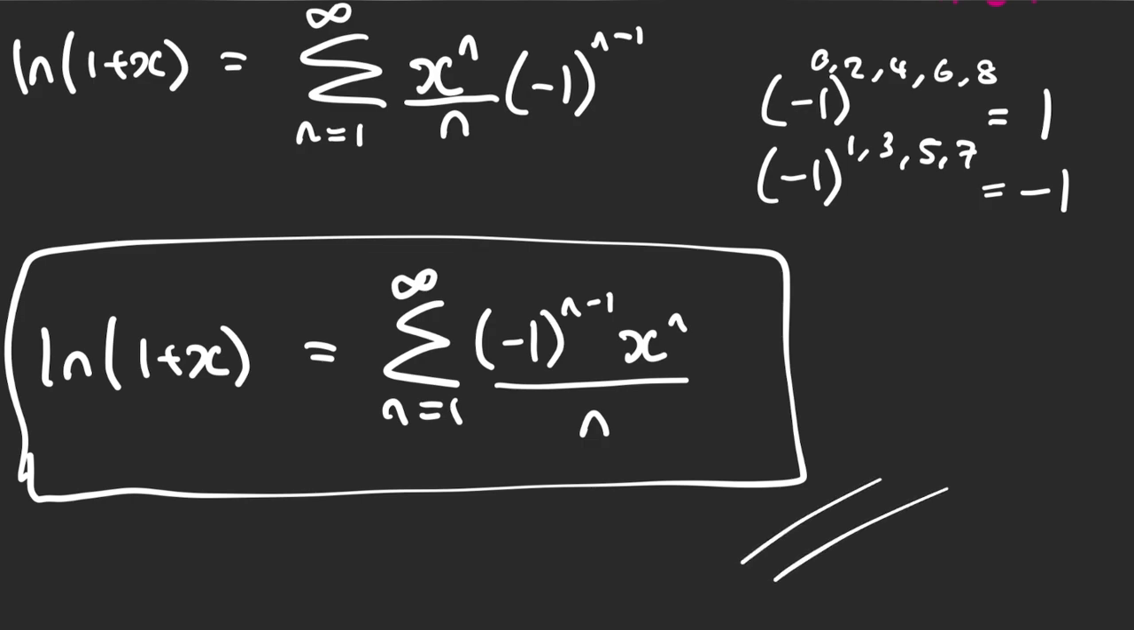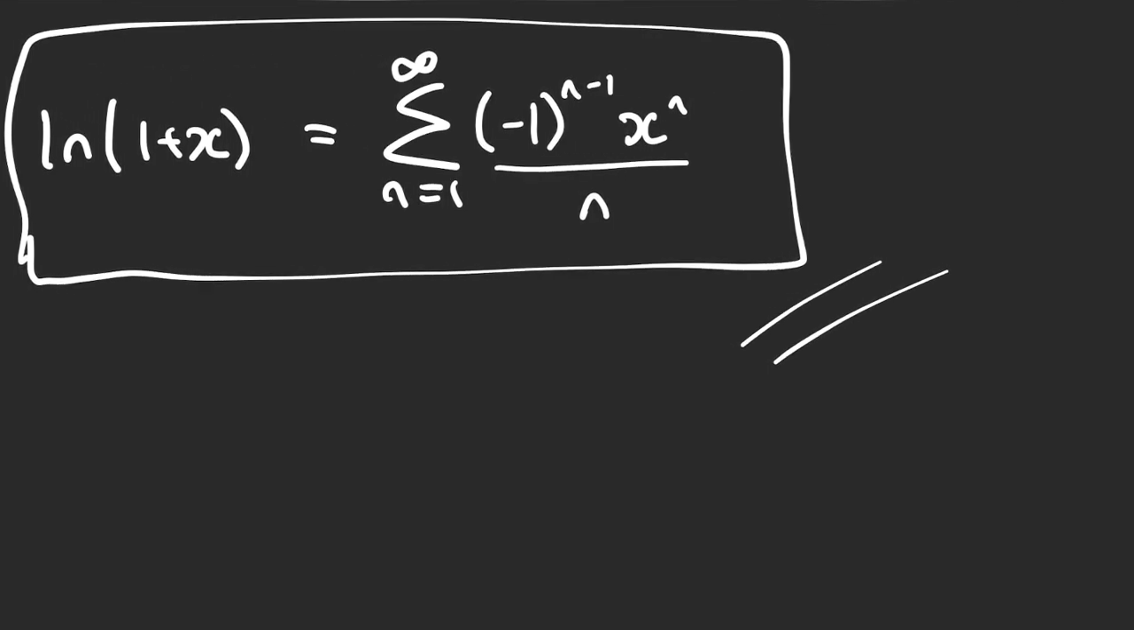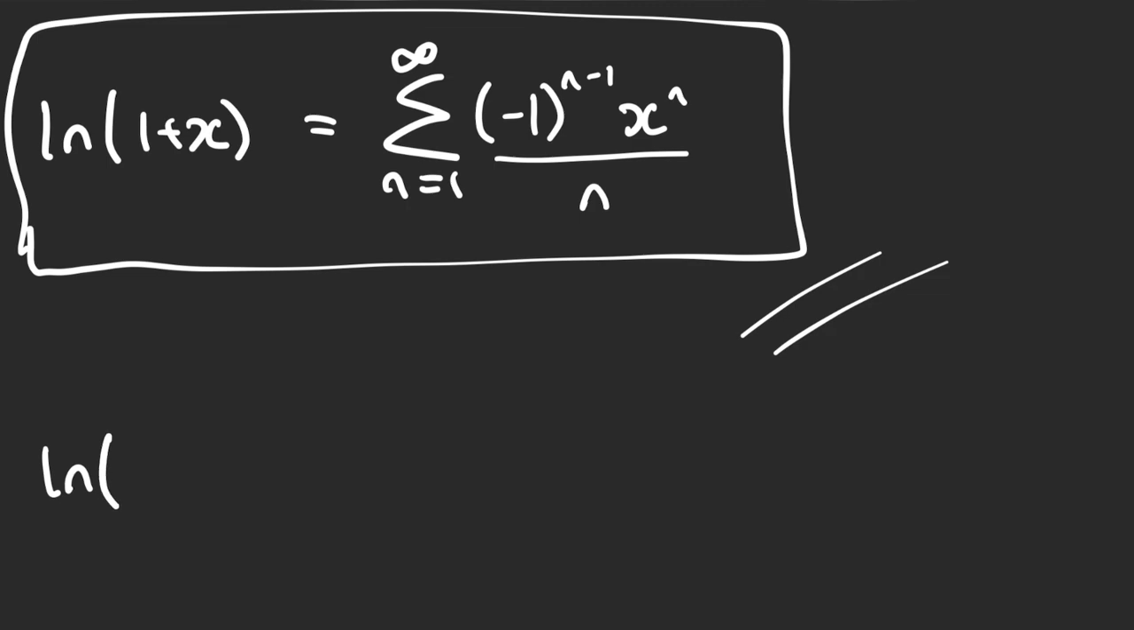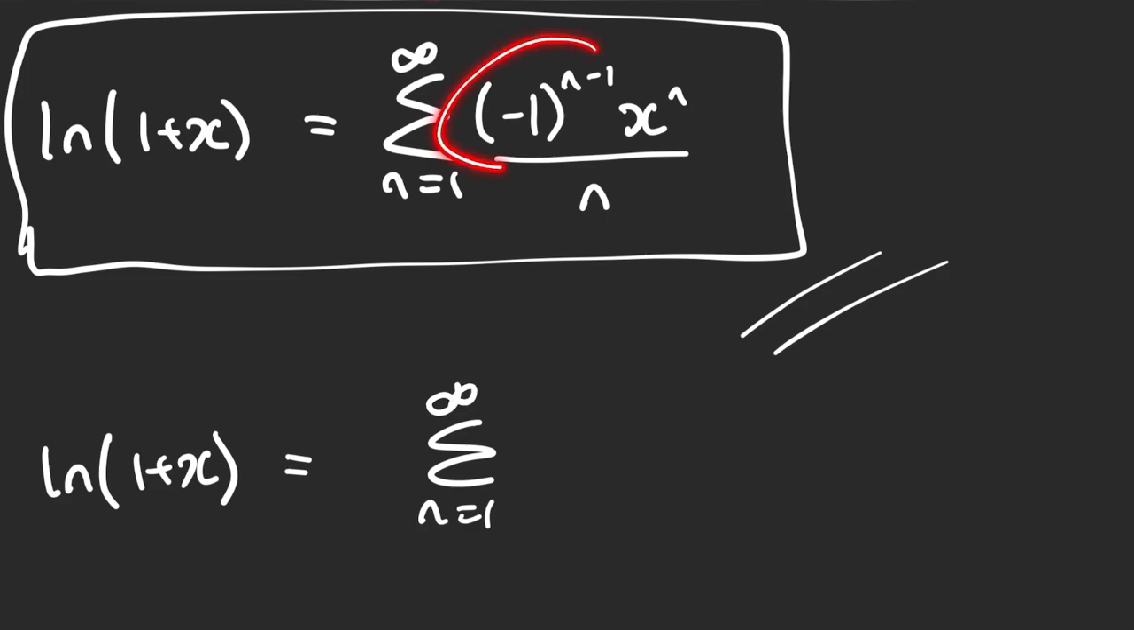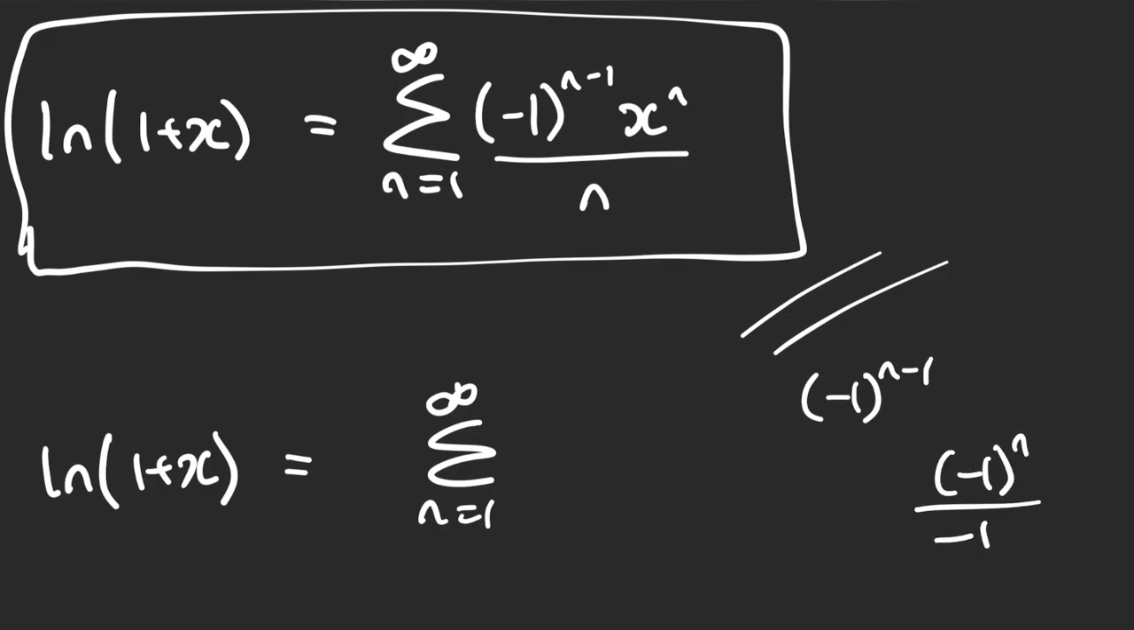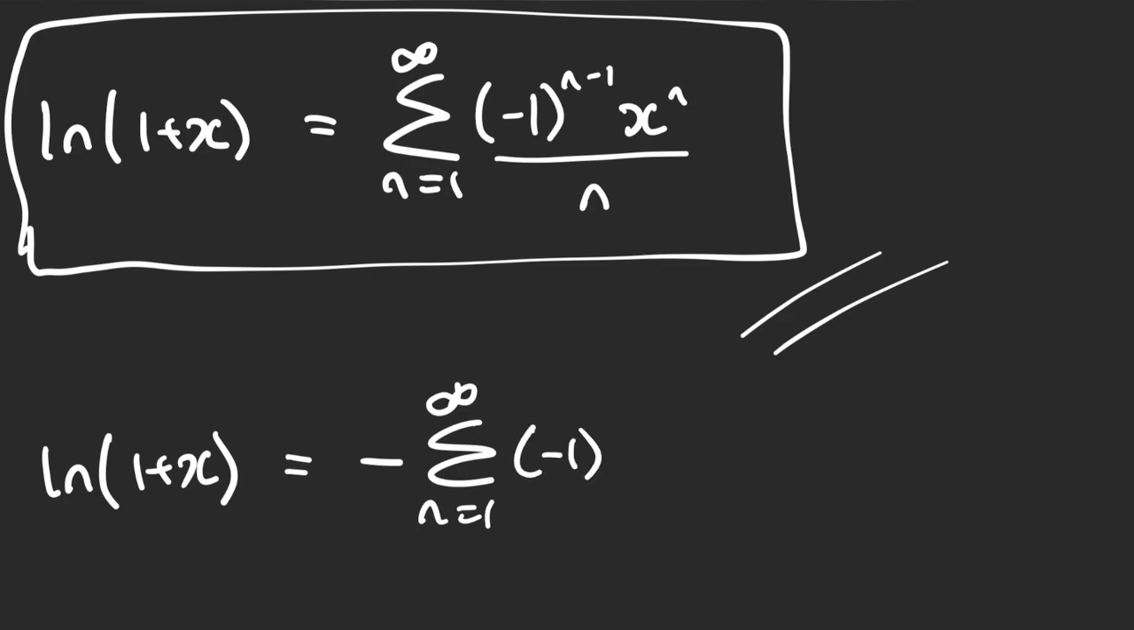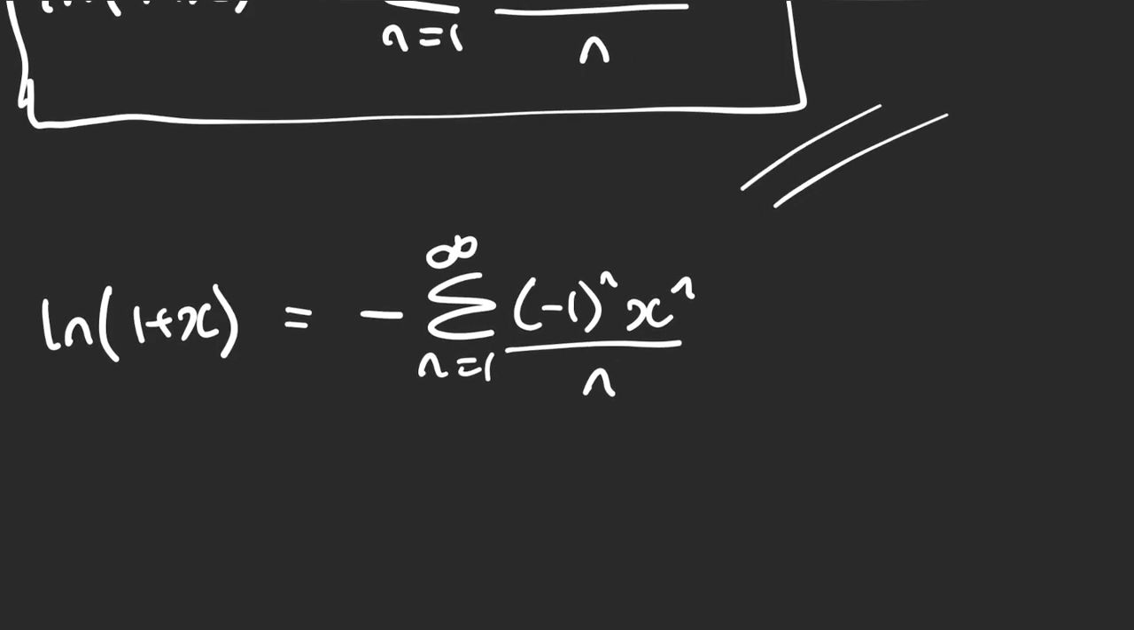So, you can just finish here. This is perfectly acceptable. I like to go one step further and neaten it up ever so slightly. We're going to have ln of 1 plus x equal to the infinite sum from n equals 1 to infinity. Now, this negative 1 to the power of n minus 1, if you know your laws of indices, can be written as negative 1 to the power of n over negative 1, and this negative 1 can come out to the front of the sum. And so we've got negative 1 to the power of n times x to the n over n, like this.